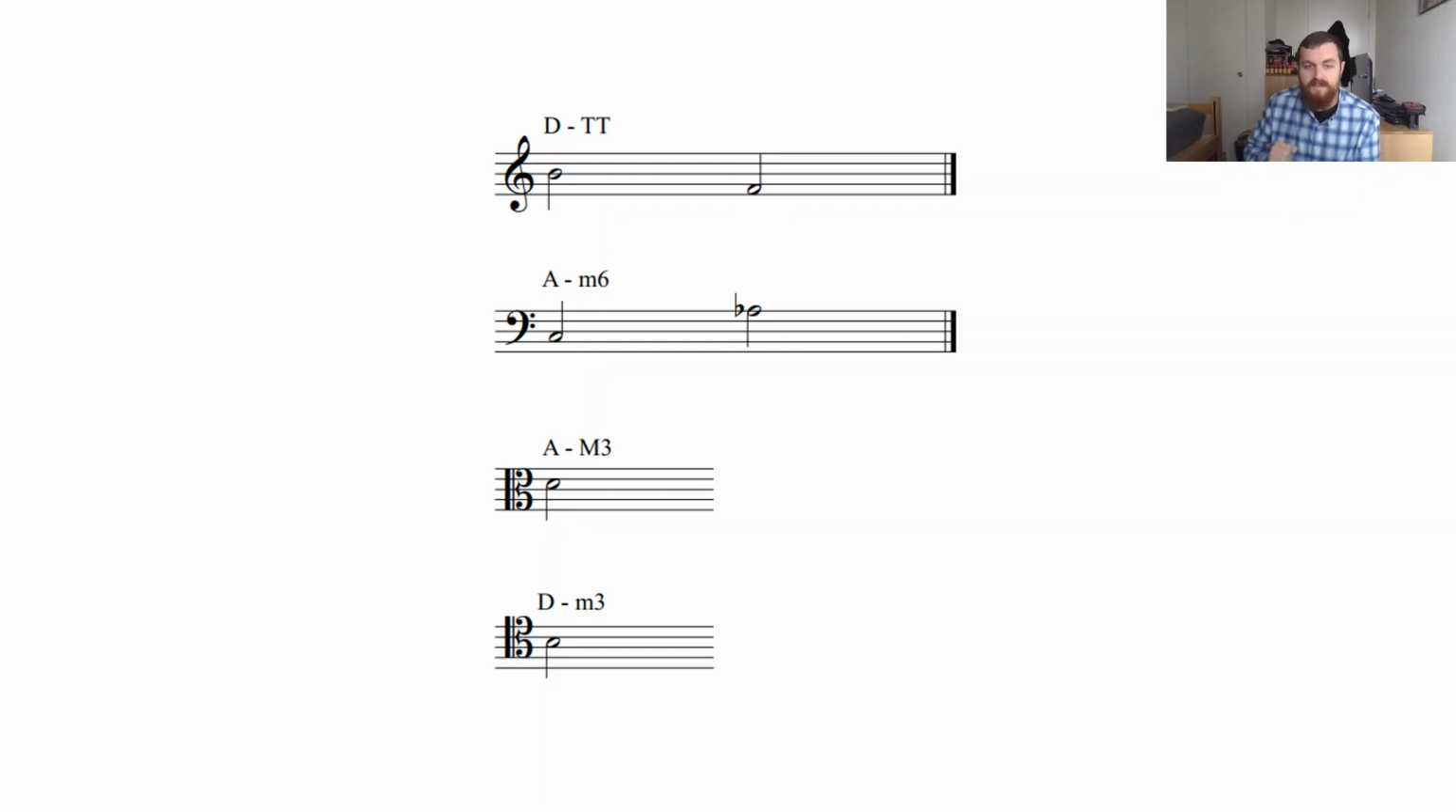Okay, so this next one, okay, the C clefs, they're back. Okay, so this next one, we've got a D. Okay, so sing this note. Now hear a third above in your head. Now sing the major third.